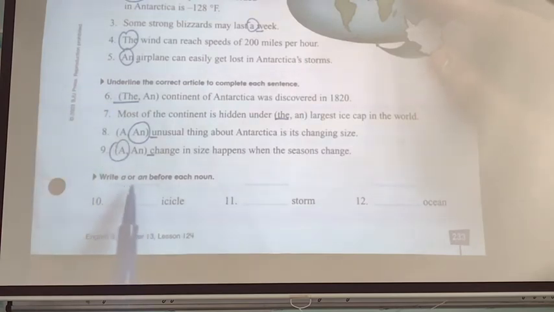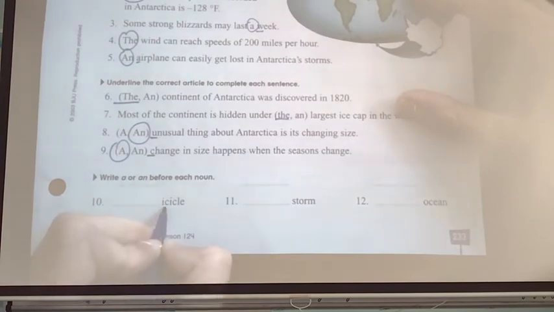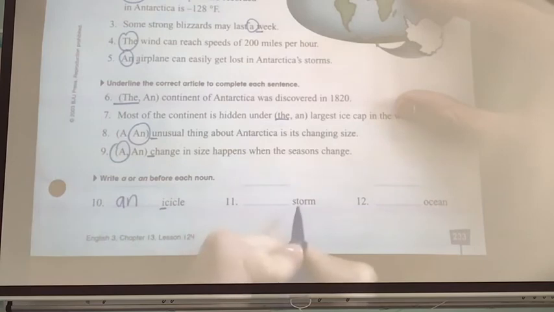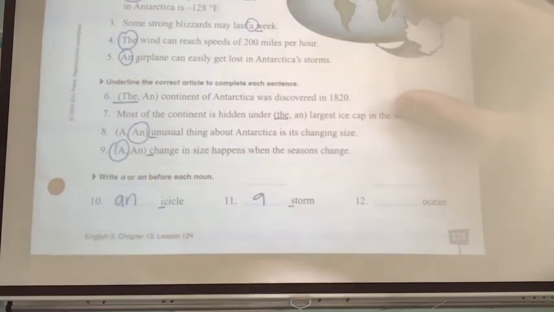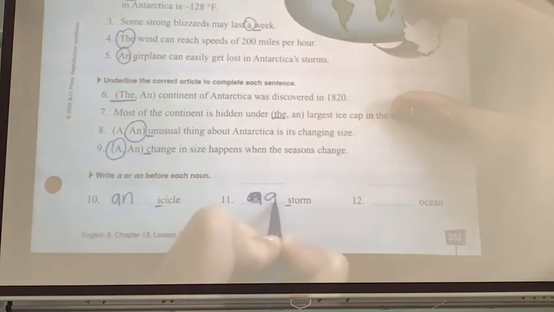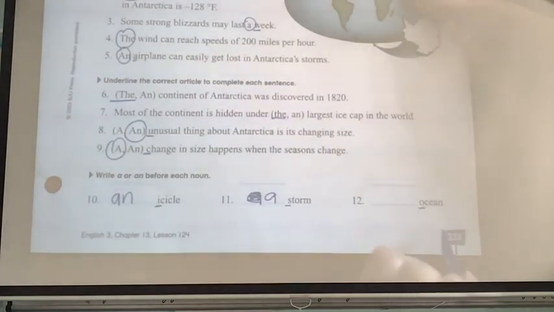Now, I have to write a or an before each noun. So for these, I'm going to look at that first letter. Vowel, then I know it's an. Consonant, I know it's a. Oh, that's a funny looking A. There we go. And my last one, I have a vowel, so it is going to be an.